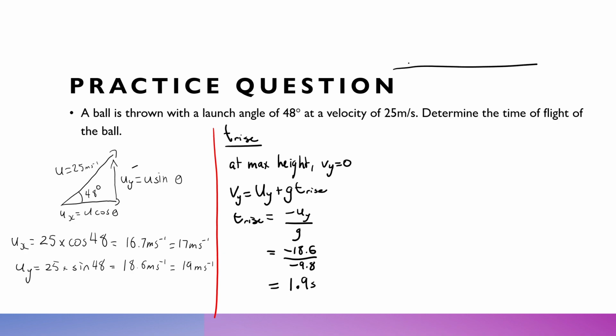Now, we're running with the assumption that the ball is being thrown essentially from the ground up into the air and back down to the ground again, and we can divide our parabola up into two parts. We have the ball traveling where we have t rise. We have the ball traveling until it hits the ground again, and then we have t fall. And the assumption that we'll have here is that t rise is equal to t fall.